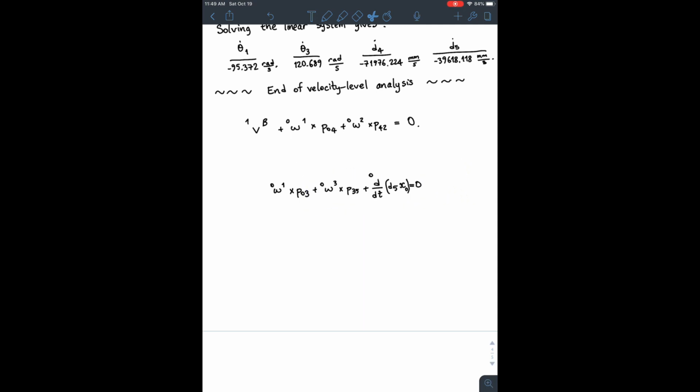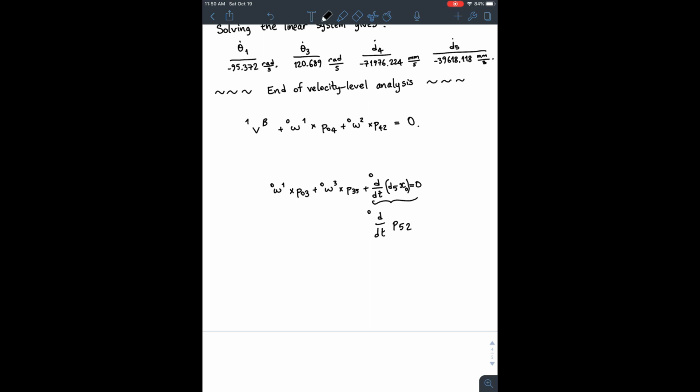Very good. And if you recall, this one here is the derivative of the vector that goes from the fifth frame to the second frame, d/dt in 0 of p52. And so let me write that. So this one here was d/dt in 0 of p52.